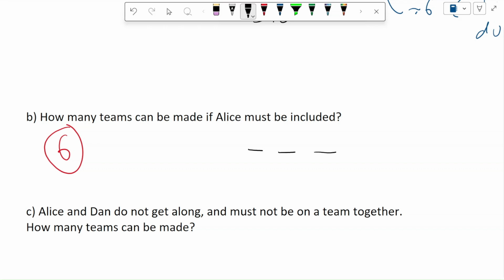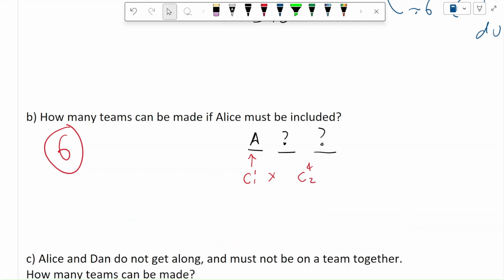I'm going to put Alice first because it doesn't matter what spot she's in because order doesn't matter. And then there's going to be some mystery players, Alice and 2 mystery ones. This is C11. I've got 1 spot and I've got 1 person to choose from. It's Alice. And then here I've got C, well, there's 4 people left and there's 2 spots. So C42. And we can see what that's going to give us.